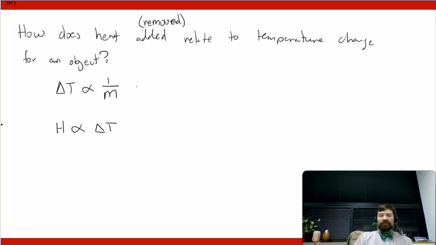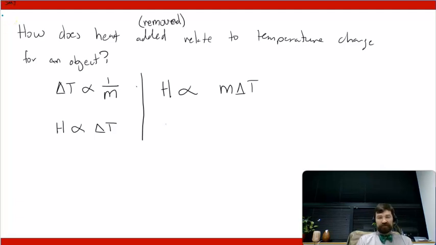Okay, the last term that we need in order to make our equation set up is some sort of a scaling factor. So these two equations could go together to say something like heat added or removed should be proportional to mass times temperature change. But we don't want a proportionality, we want an equality.